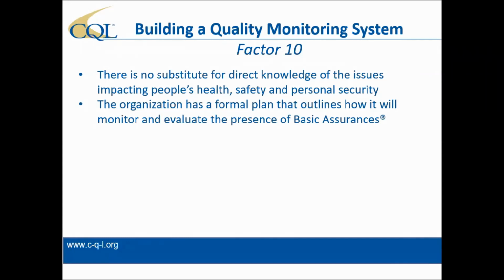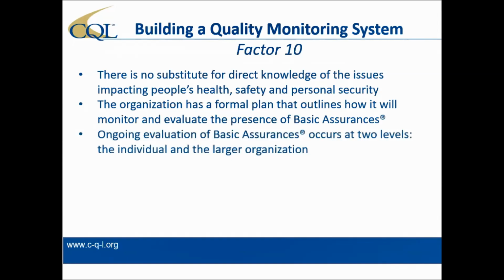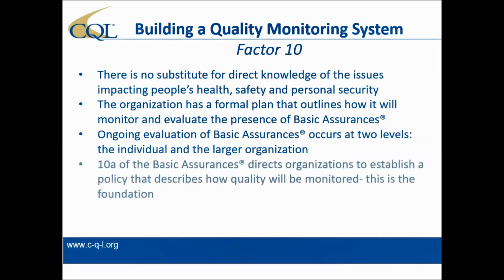What Factor 10 asks organizations to do is come up with a formal plan that outlines how it will monitor and evaluate the presence of basic assurances. That's why we have all of these monitoring systems, all of these systems that contain data: that's how we monitor and evaluate the presence of those basic assurances. This is going to occur on two levels. We want to look at it on both the micro level, the individual, and the macro level, the larger organization.